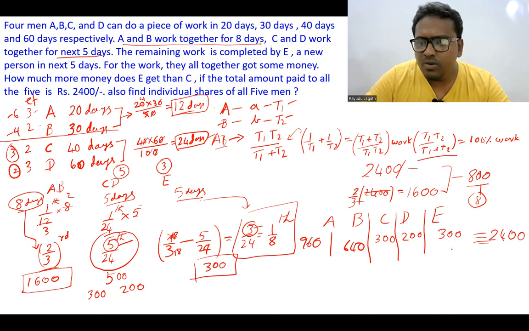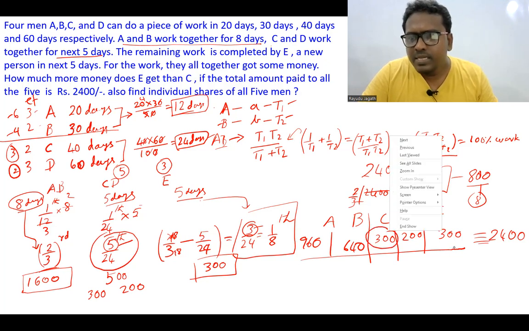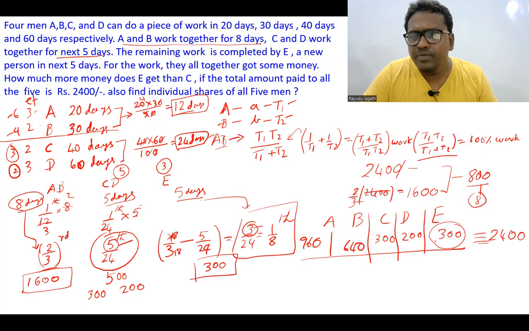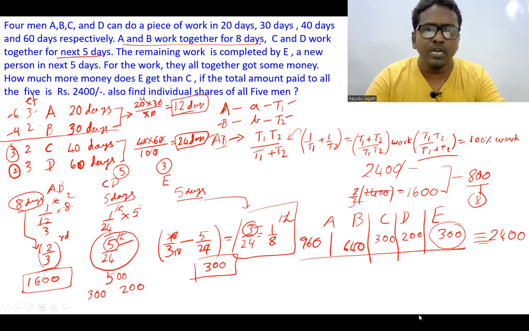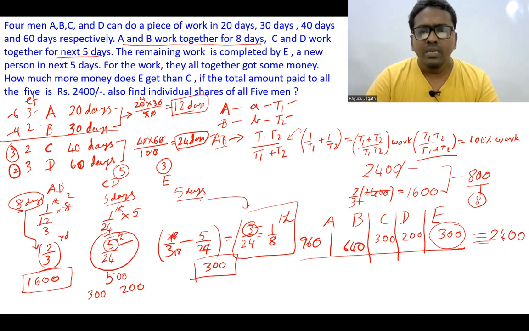So these are the wages of individual people based on the per unit method. Here the wages gotten by C is 300, whereas that of E is 300. So the difference of shares of C and E is 0, and the individual wages of all the 5 people are like this. I hope this cleared your doubt by using the per unit method. Earlier we did it by the LCM method. This is the same thing we did by the per unit method. This is the comparison, and I hope this helps your preparation.